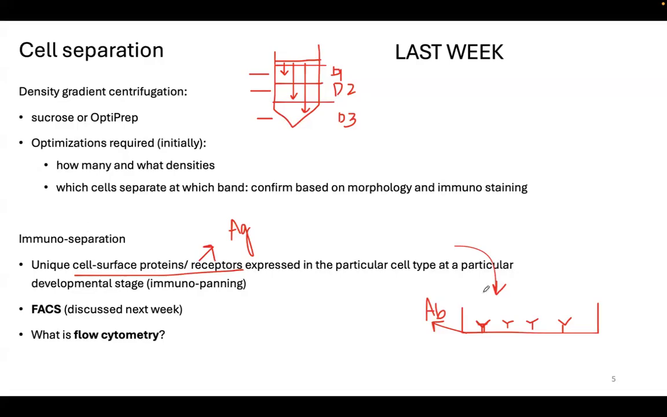So this immuno-based precipitation, not precipitation, sorry, immuno-based separation, is a great technique because antibody and antigen are super specific. One antibody ideally only recognizes the antigen that it was raised against. Antibodies are made by your B cells. That's happening in your body also.